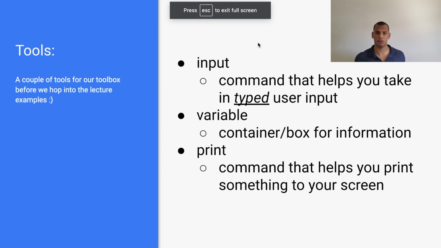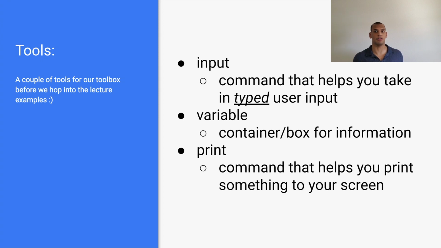We're going to get to some initial tools that will be useful for our lecture examples today. So input. Input is a command that actually helps you take in typed user input. So if you want to ask the user to type in something, you want to use this command. Next, we're going to get to variable. A variable is basically a container or a box for information to help you store information. In our case, we're actually going to use a variable to store whatever the user typed in, whatever the user input was. And finally, we get to print. Print is a command that actually helps you print something to the screen, as the name suggests. So any type of message, you can print it to the screen with this command called print.